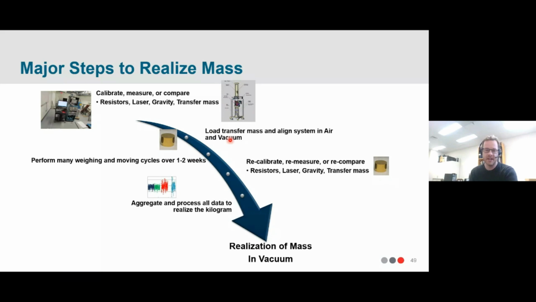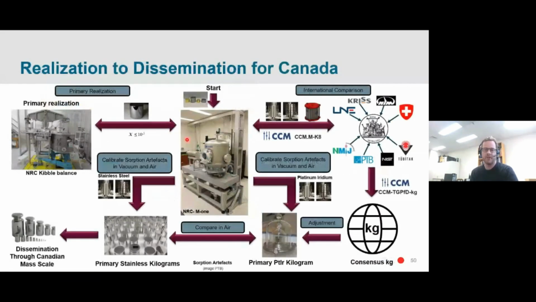Then we load the mass in the Kibble balance, do our realization measurements, and then we recalibrate everything again, the resistors and so on, and then we aggregate all the data to tell us what the mass value was at the time it was in the balance. So under vacuum at the time of the balance measurement, time of the realization.